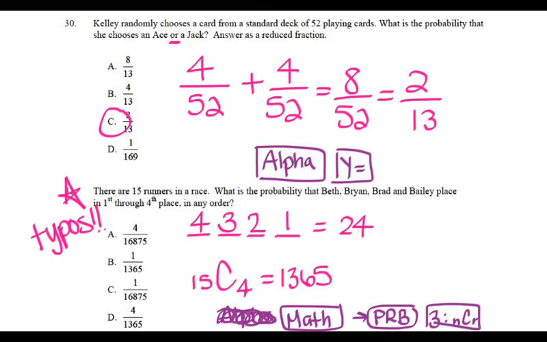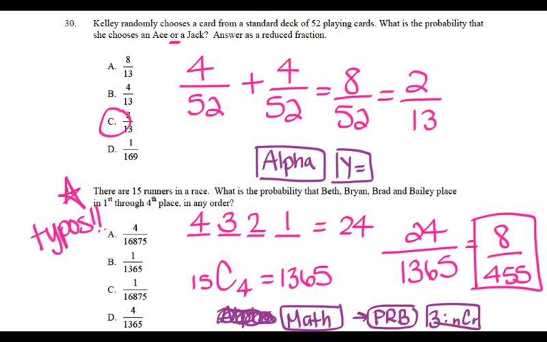Okay, so then your final answer, the probability is 24, because there's 24 ways that those 4 people can get first through fourth, out of the total number of ways you can get first through fourth, which is 1365. That can be reduced using my calculator, so 24 over 1365 reduces to 8 over 455. Now, if you look at your answer choices, we do not have anything that says 8 over 455, which is why this one had typos. I promise you, your final exam does not have any typos.